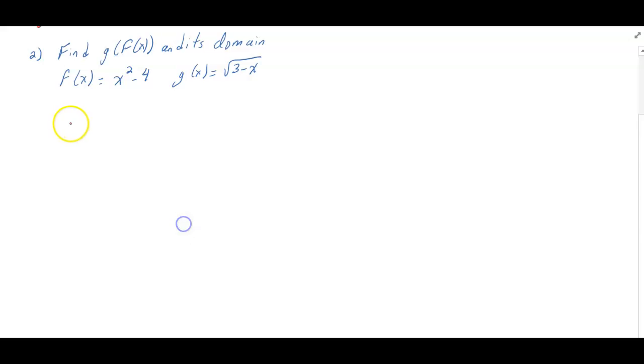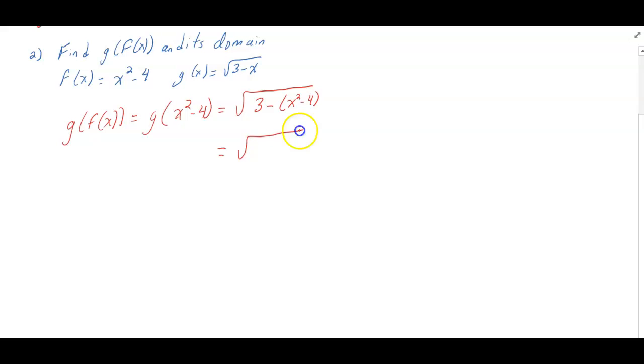So if you look at problem number 2, we want to find g of f of x, which is going to be g of x squared minus 4. And then when we plug x squared minus 4 into g, it's going to be 3 minus the quantity x squared minus 4. Very common mistake is people forget those parentheses, so make sure you distribute. So 3 minus x squared plus 4. So the square root of 7 minus x squared.